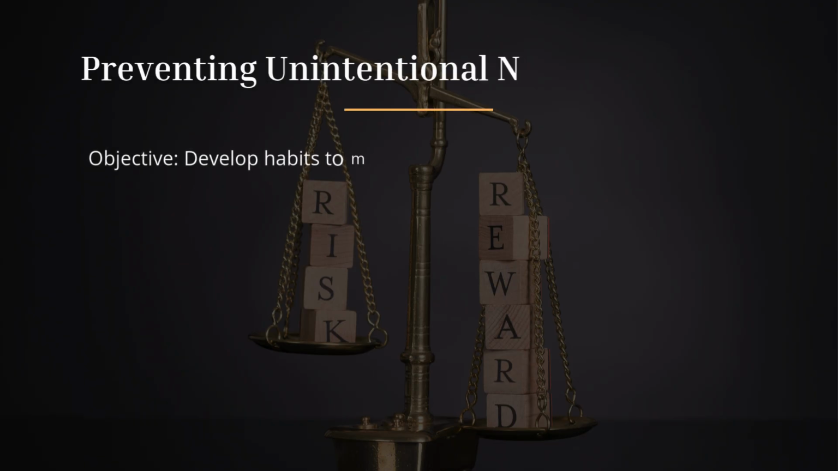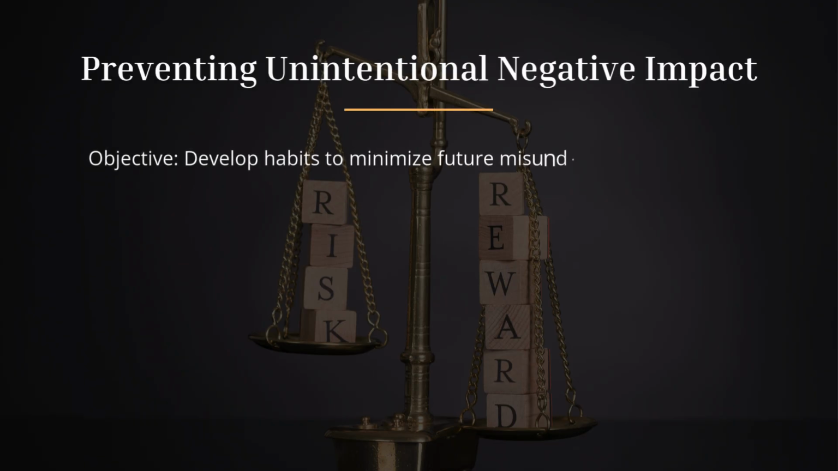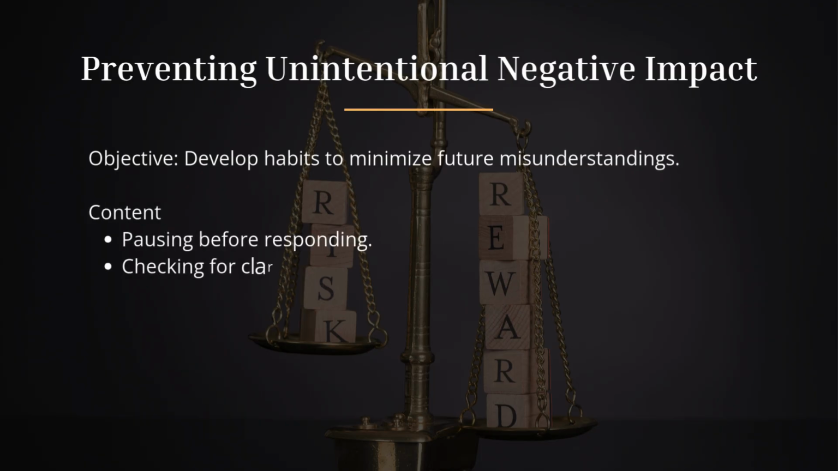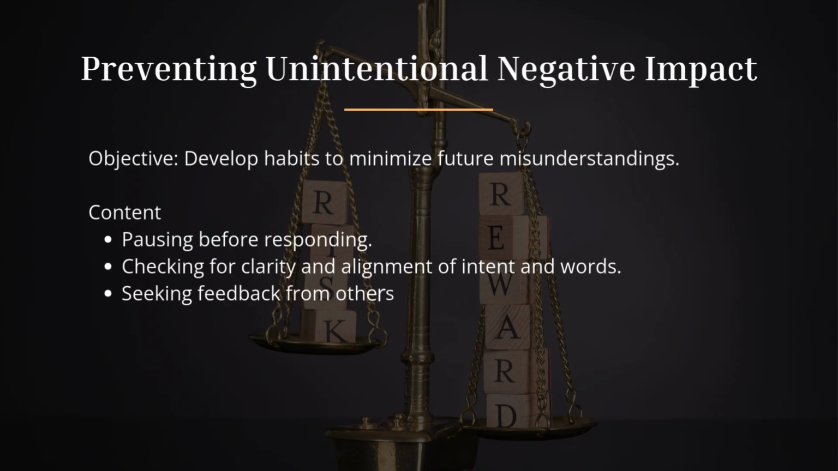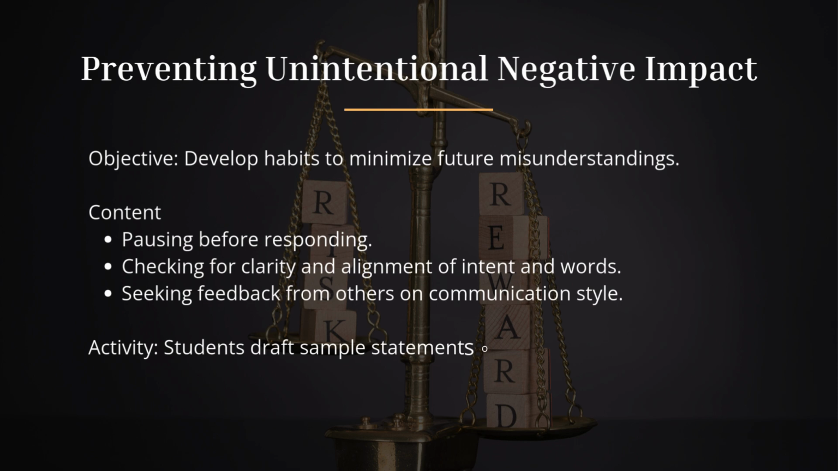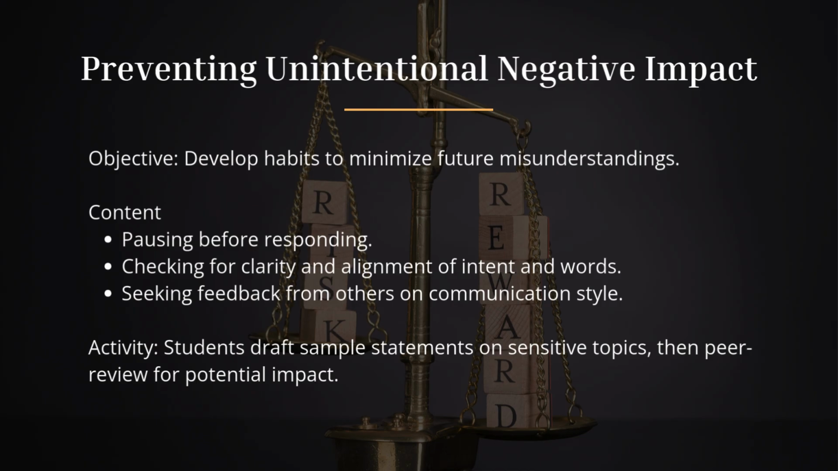Preventing unintentional negative impact. Objective: develop habits to minimize future misunderstandings. Content: pausing before responding. Checking for clarity and alignment of intent and words. Seeking feedback from others on communication style. Activity: students draft sample statements on sensitive topics, then peer review for potential impact.